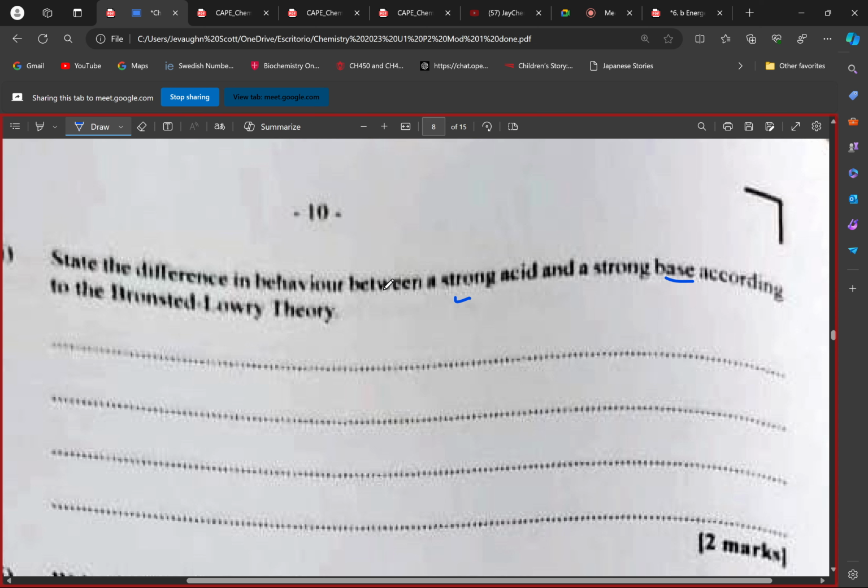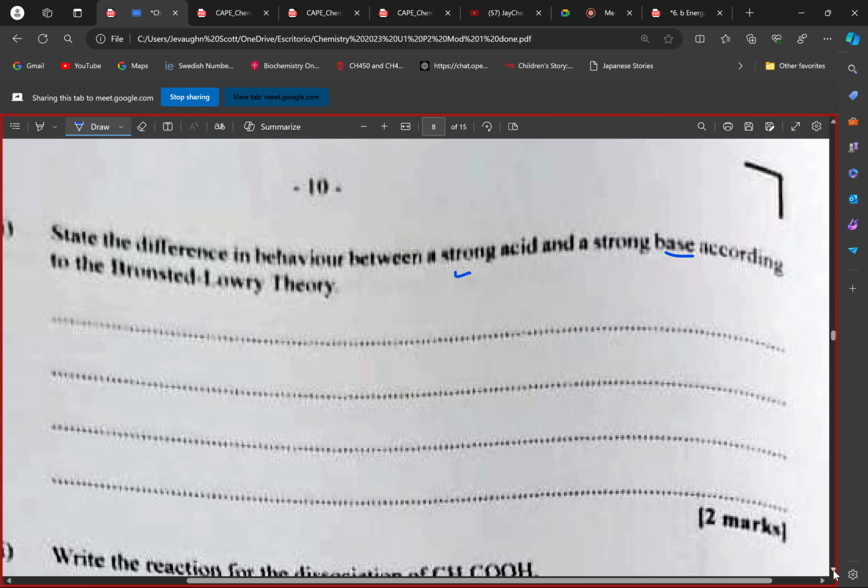Or we could also say that a strong acid decreases the pH by a lot. We increase proton concentration by a lot, while a strong base increases hydroxide ion concentration, which will increase the pH. You could speak about stuff like that as well. So it could be the consumption and the donation. Those are the differences between them. That should be fine.